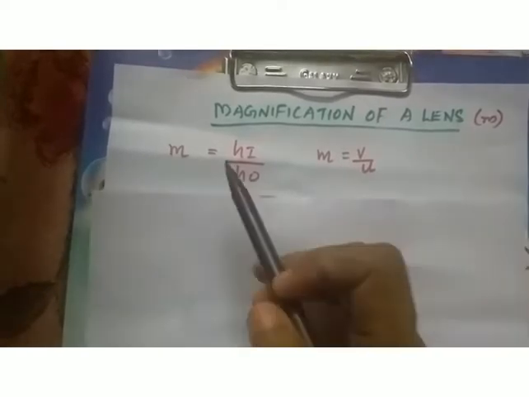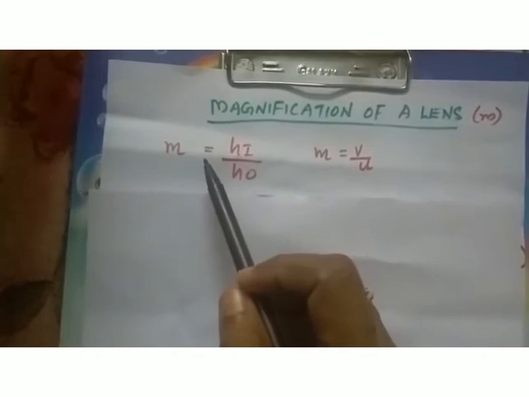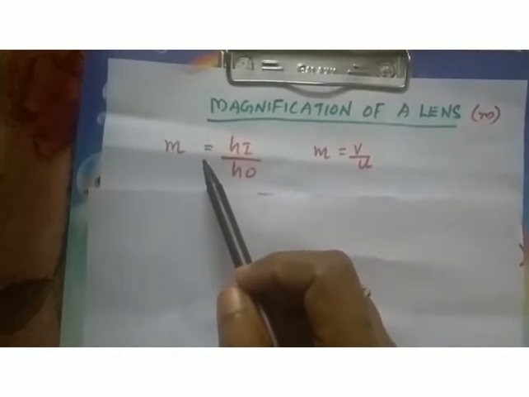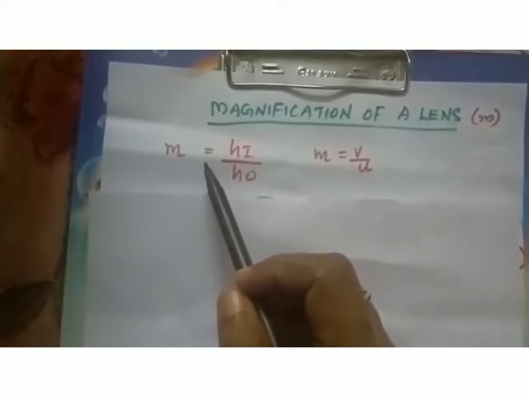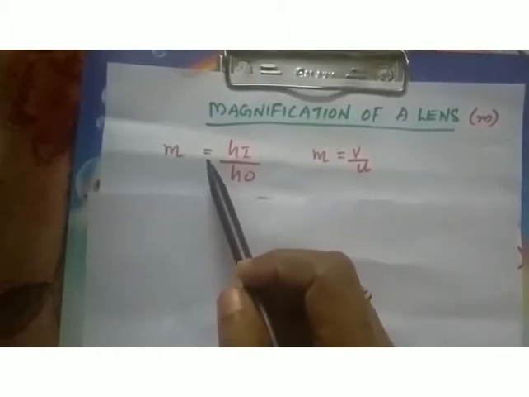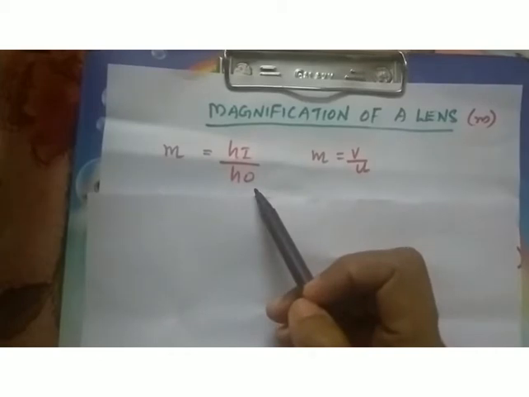Children, let's discuss the magnification of a lens first. Magnification denotes how much bigger or smaller the image is with respect to the object. The image produced by a lens can be an enlarged one or a diminished one. But if we want to calculate how much bigger or smaller an image is with respect to the object, we need to calculate magnification. The magnification is defined as the ratio of the height of image to the height of object.